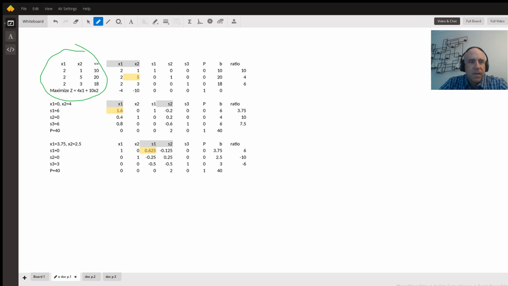We have three constraints. 2x1 plus x2 is less than or equal to 10, two additional constraints below that. And we're looking to maximize z, where z equals 4x1 plus 10x2. x1 and x2 are non-negative, and that kind of goes without saying. So this is our problem. It's very straightforward. We'll set it up with the tableau by adding slack variables s1, s2, and s3 to remove the inequalities. And we add our z function in the bottom row, the negative coefficients.